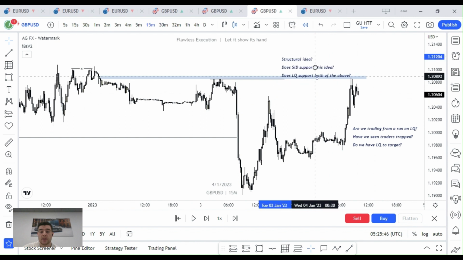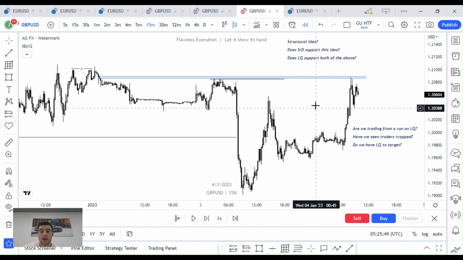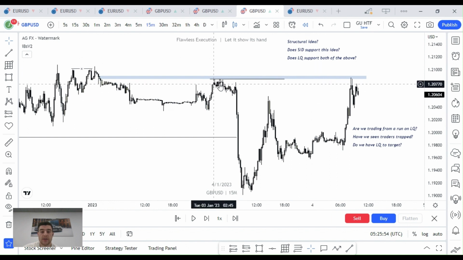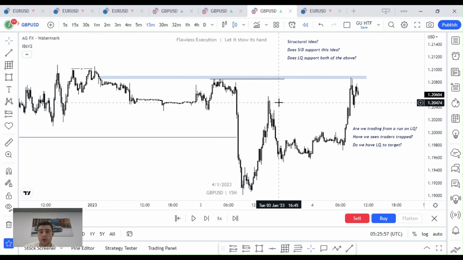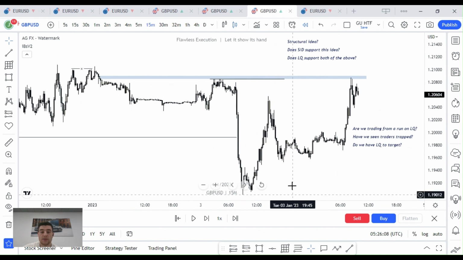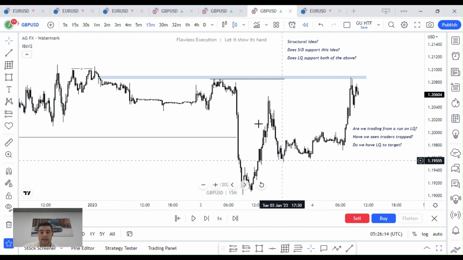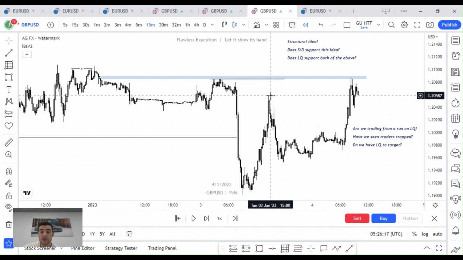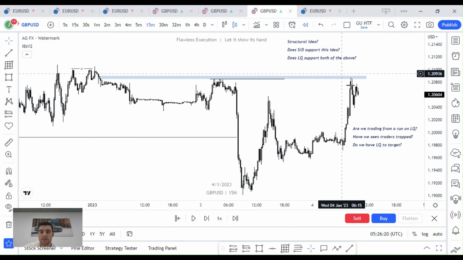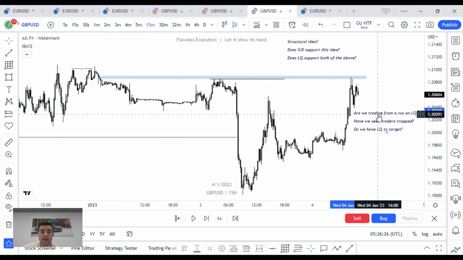Does liquidity support both of the above? Well, we need to see number one, a liquidation into our point of interest that we want to trade from. So obviously we have this IRL here, number one, but also we need to see that liquidation on the move back as well, which we see this high get induced. We see traders trapped. We know that above every high and below every low in the market, there's resting orders. So we can see that traders have obviously been trapped here. We had that shift in order flow, which trapped those traders, and they've now been liquidated when we pushed up here.